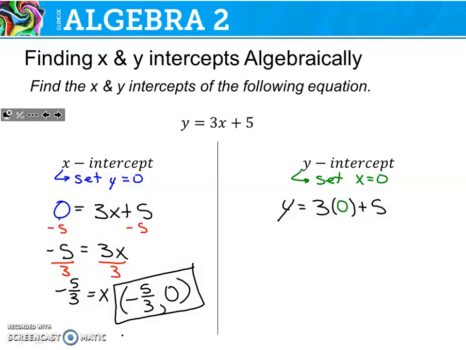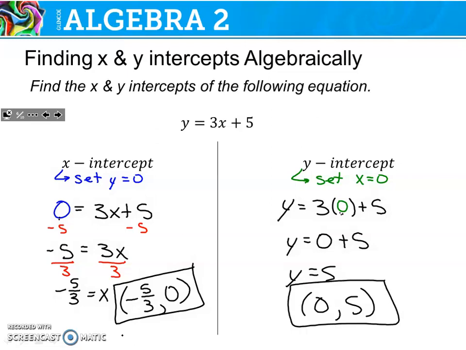Y is already by itself, right? Normally we would solve for y. Y is already solved, so I just need to simplify. What's 3 times 0? Well, 3 times 0 is 0. 0 plus 5, oh, well, that's just 5. So y equals 5 is my y-intercept. Okay? So, I'm going to write it as a point for my final answer. I know my y value is 5. What is my x value? Well, my x value is 0. So 0, 5 is my y-intercept. Okay?